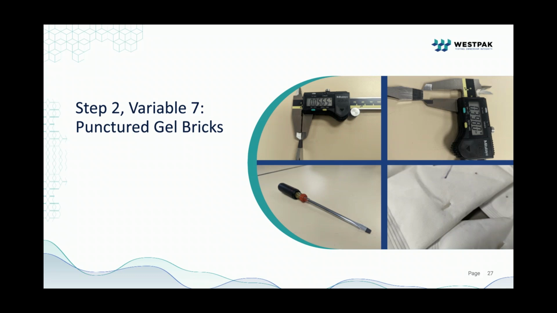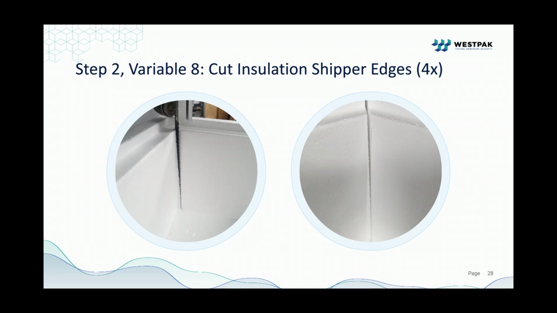Okay, then we varied our actual package system conditions. Variable 7, we actually punctured gel bricks to see if potentially damaged refrigerant could affect the performance of our shippers. And we just took that flathead screwdriver, poked a couple holes, and assessed. And for variable case 9, we cut into the insulated EPS, cut at 4 vertical edges with a bandsaw to allow for extra airflow to where the payload shipper was housed.